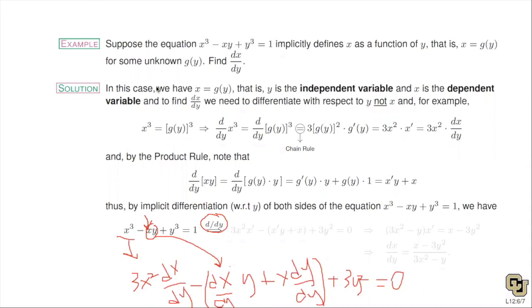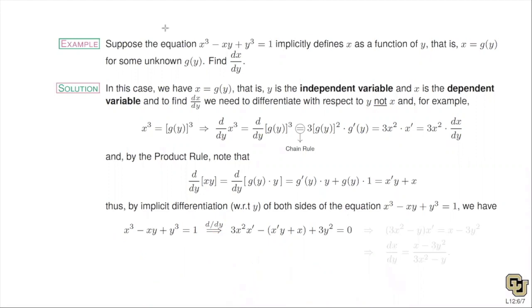So here, if we check, here's my 3x squared x prime. That's the same as 3x squared dx dy. Then we have the product rule here, minus parentheses x prime y plus x. That's exactly the same as minus parentheses dx dy times y plus x dy dy. Remember, dy dy is just 1. And the derivative of y cubed is right here, 3y squared, nothing special there. And the derivative of 1, a constant, is 0. So that's the implicit differentiation.